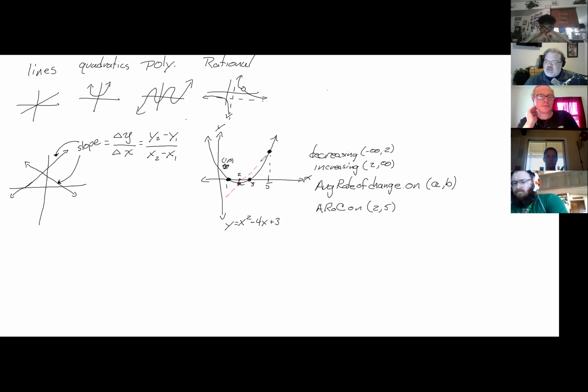consider the line between those 2 points. That line is technically referred to as a secant line. Secant from the Latin to cut. It cuts through the function. I'll leave it in that color.